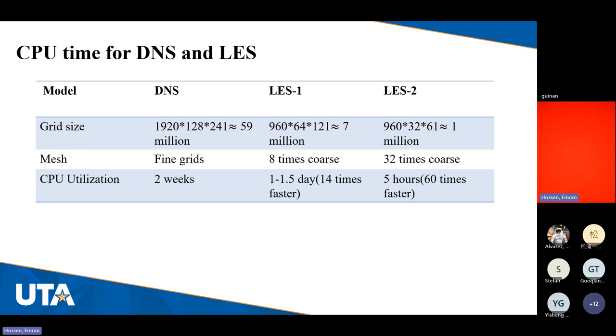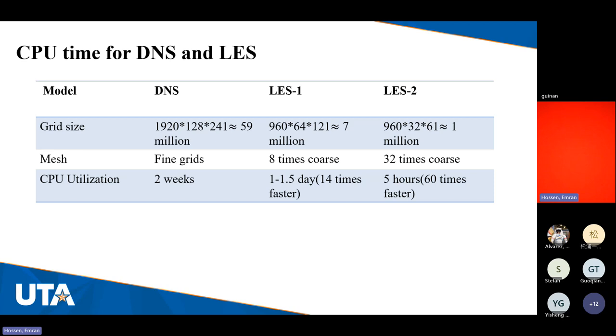Looking at the CPU utilization, the DNS case takes two weeks. Our LES1 case takes only 1 to 1.5 days, which is 14 times faster than DNS. The LES2 case takes only 5 hours, which is 60 times faster than DNS.